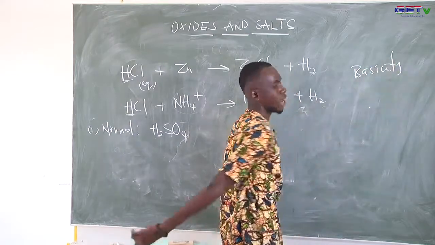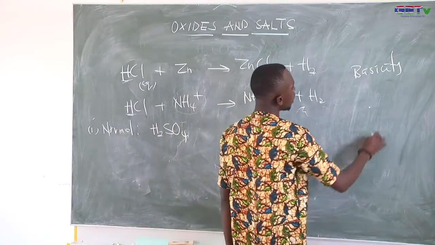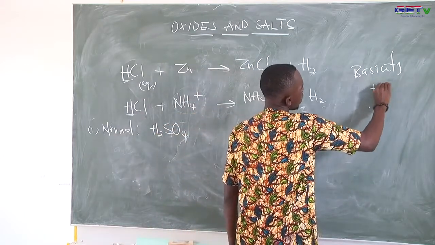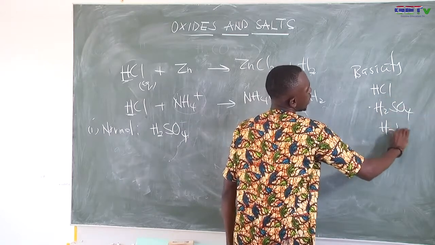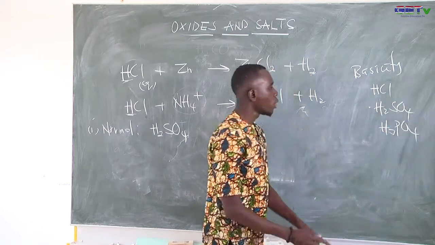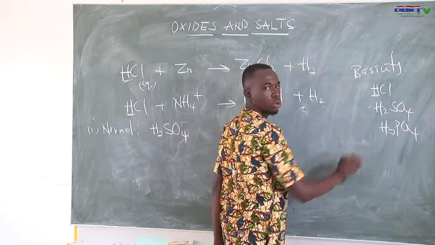That is basicity of acids. And then we said it is the number of replaceable hydrogen ions in 1 mole of an acid. If you have HCl, H2SO4 and H3PO4, just to name a few, this acid has a single proton.